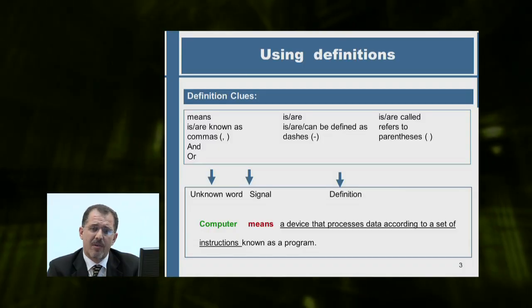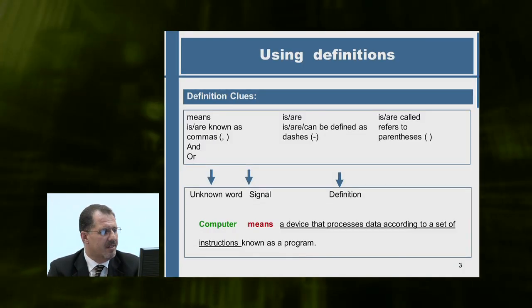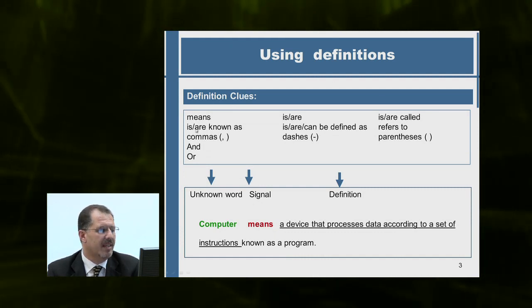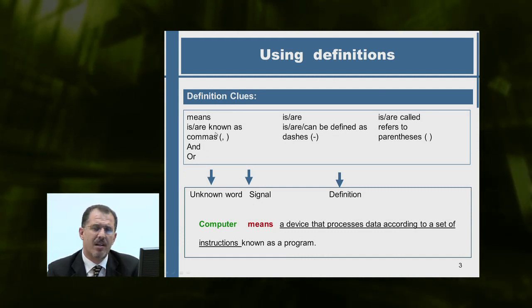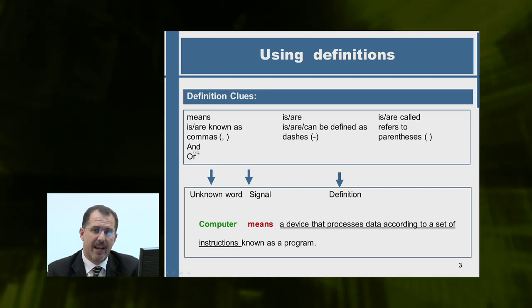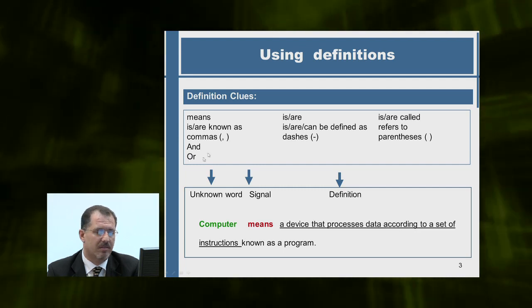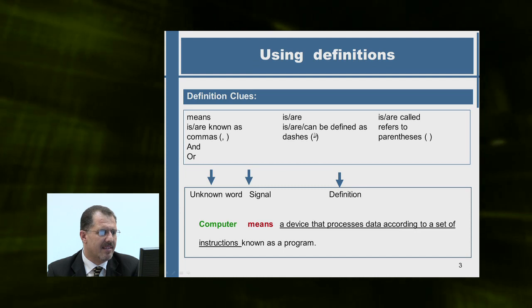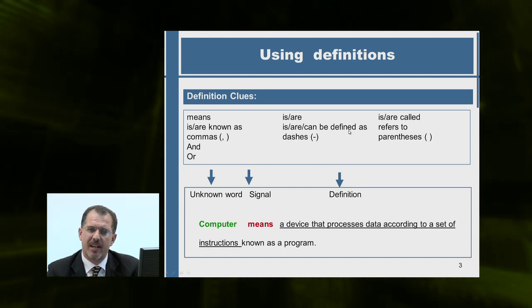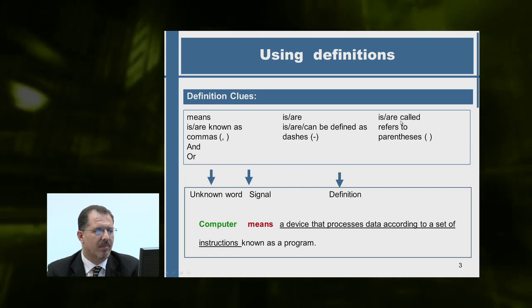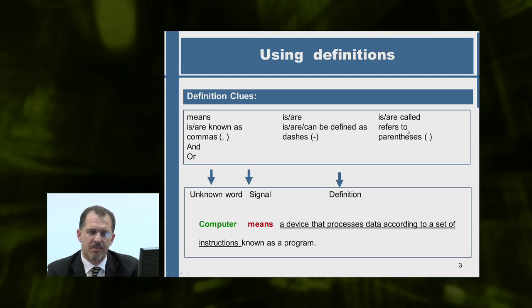Now, how can we introduce definitions? Definition clues like what? Means, is known as or are known as, comma, and or, is or are, the verb to be, is defined as, are defined as, can be defined as, or dashes, or is called, are called, refers to, and parentheses.